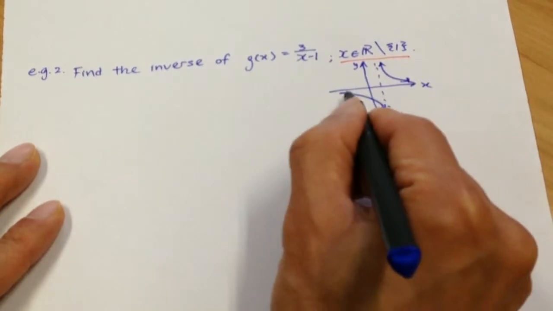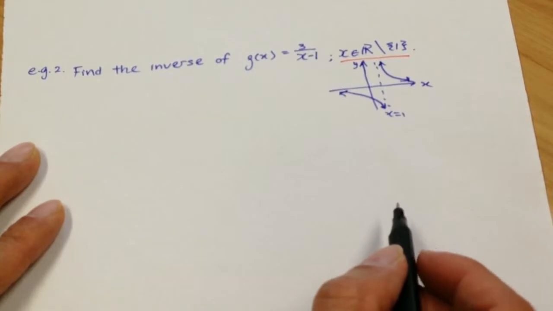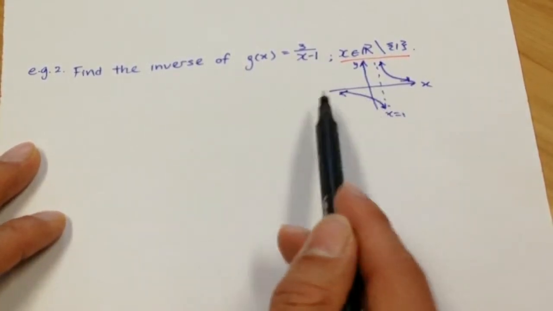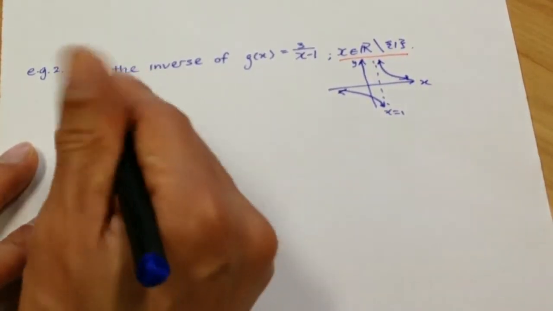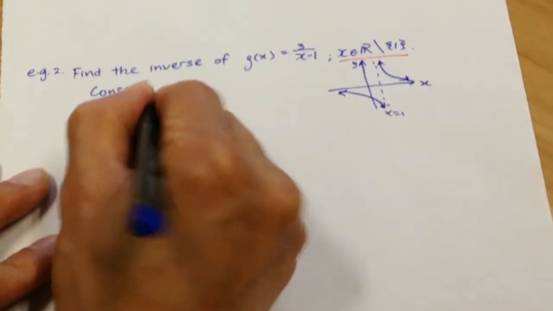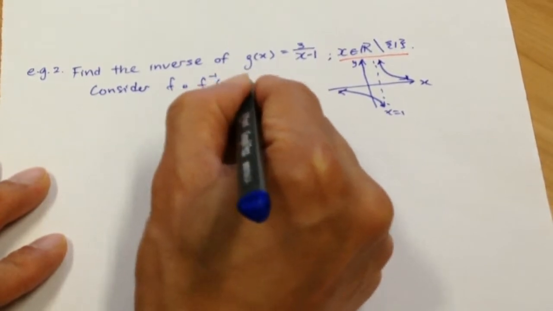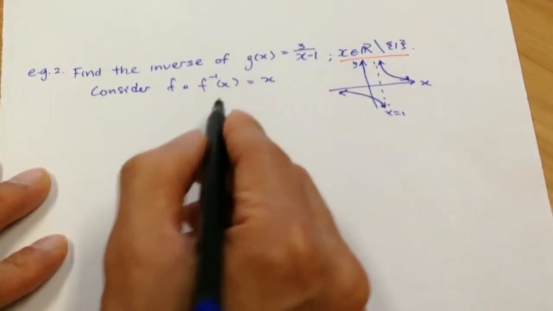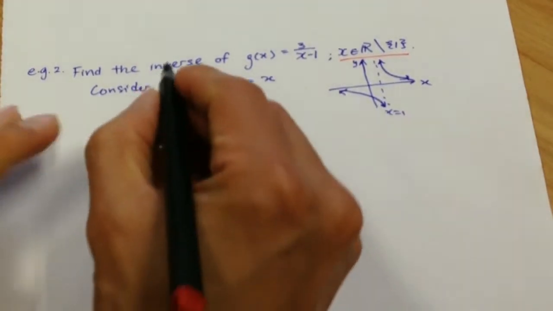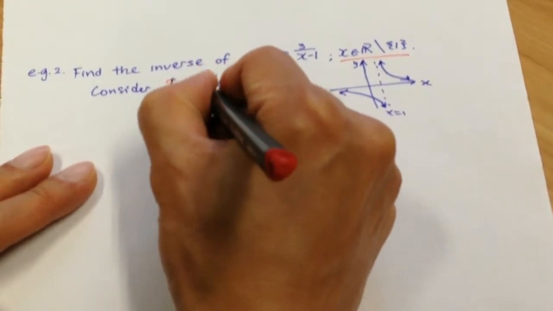All right? So, first of all, is it a one-to-one function? The answer to that is yes, this is a one-to-one function. Therefore, we can find the inverse. So, to find the inverse, I will consider f of f inverse of x is equal to x. But the function that is given to us is actually g, so probably best to write this as g.